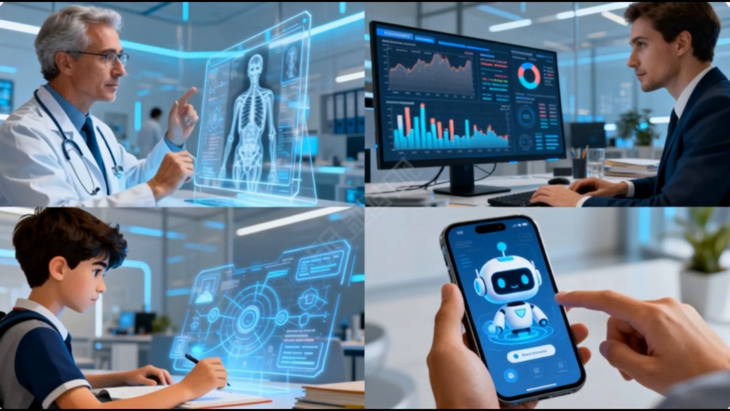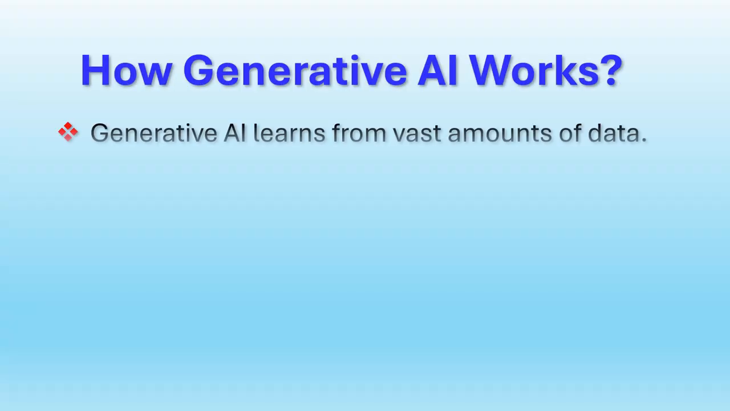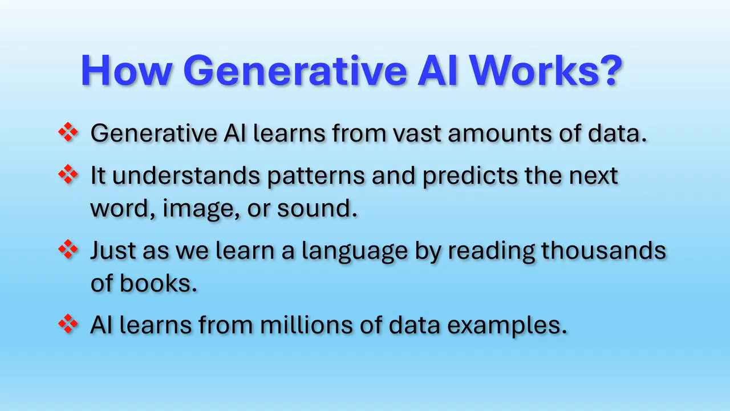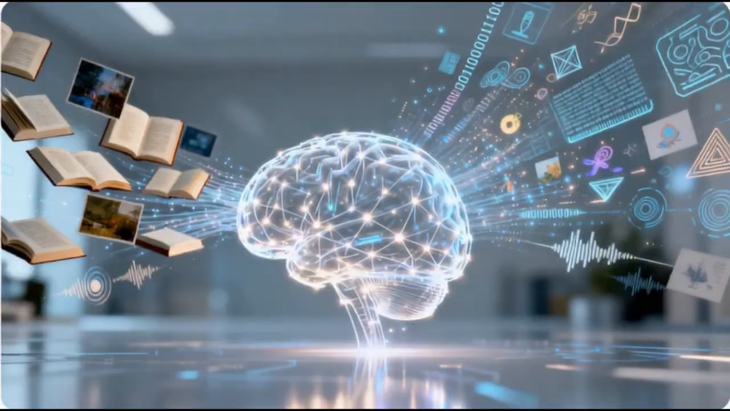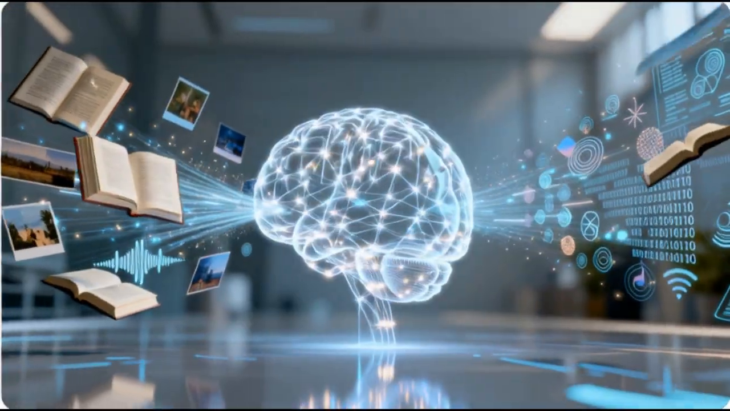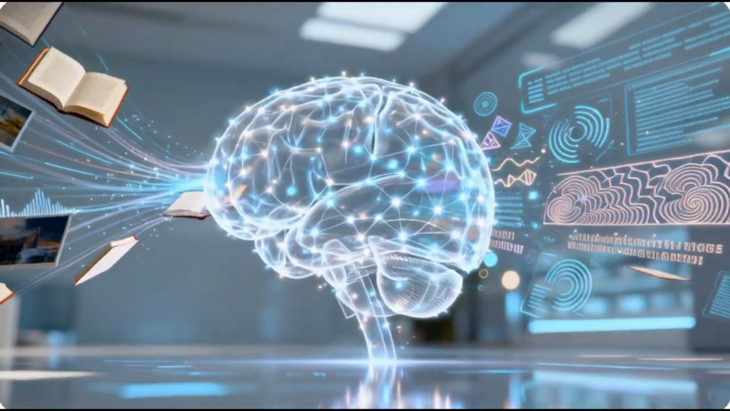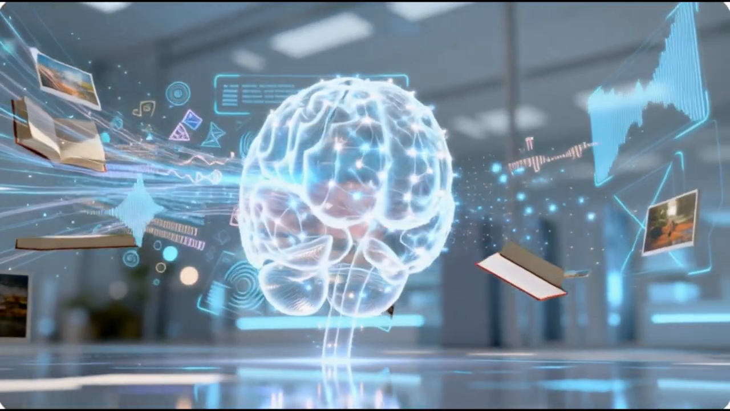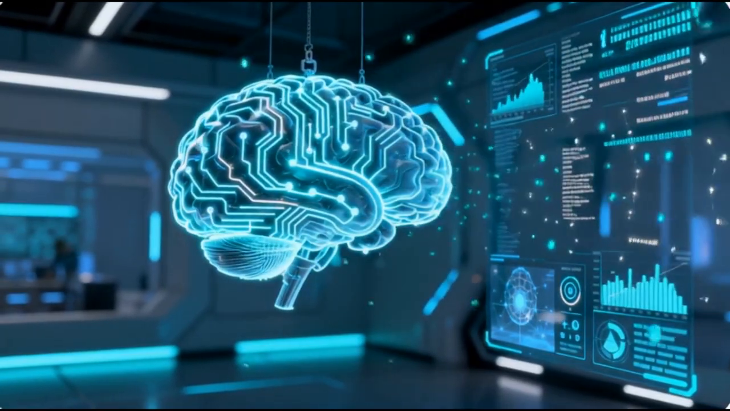How does generative AI work? Generative AI is trained on a vast collection of data and learns from it. By analyzing countless texts, images, sounds, and information, it identifies various patterns. Based on this learning, it intelligently predicts what the next word, image, or sound might be and creates new content accordingly. Think of it simply. Just as we learn a language, develop ideas, and gain knowledge by reading thousands of books, generative AI trains itself by learning from millions of data examples. As a result of this learning, it becomes capable of generating new text, images, or ideas.